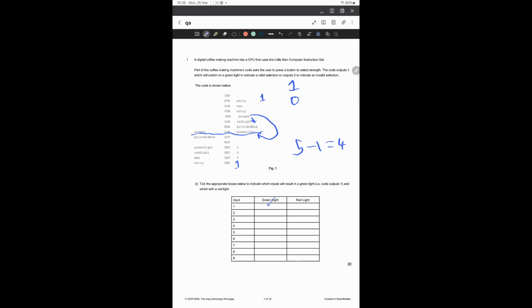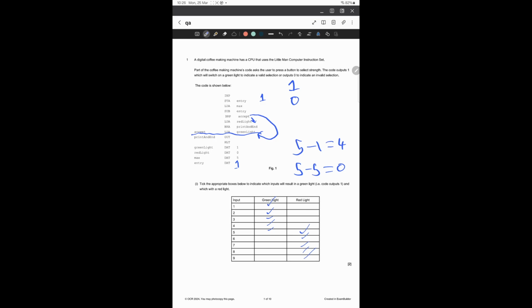Now, if we think about, we get to 5, take away 5 equals 0. It's branch while positive or 0. So it means that all of these are going to be valid. All the rest of them are not going to be positive, because 5 take away 6 is going to be -1. So you can just tick those in there. And that is pretty much the answer to this question.